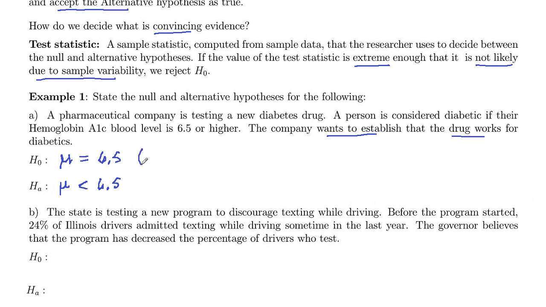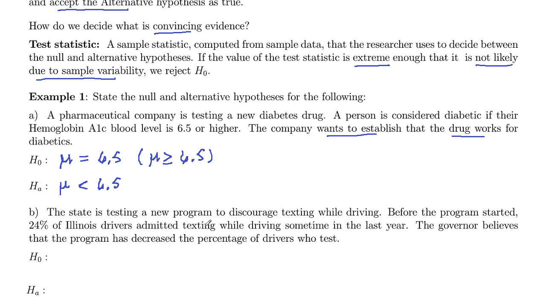Now sometimes you'll see this written as mu greater than or equal to 6.5. So the null hypothesis will be greater than or equal, less than or equal, or equal. Those are equally acceptable to me.